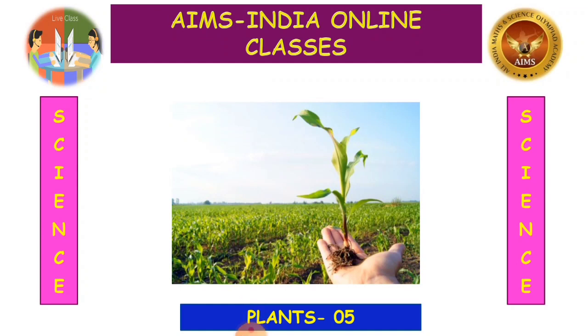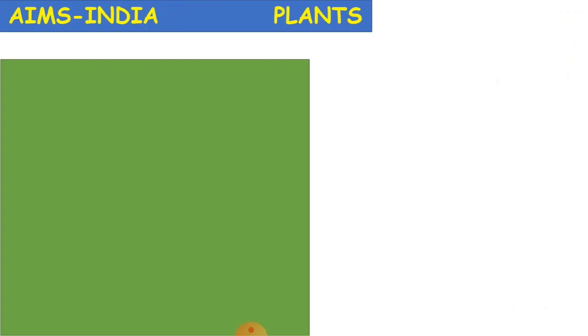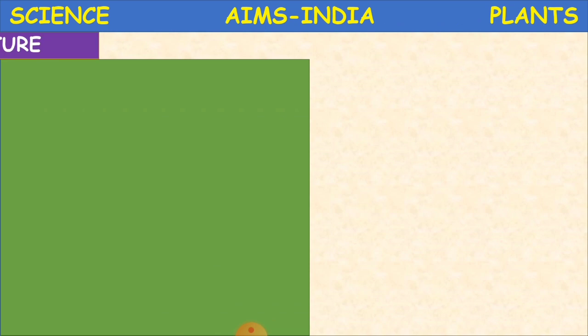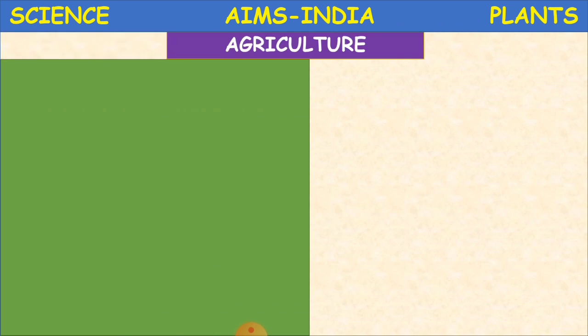So today from our science subject we will be continuing the fifth part of plants. And what we will be learning about? So we will be learning about agriculture. Children, agriculture. So whose occupation is agriculture, children? Like farmers. Farmers' occupation is agriculture.